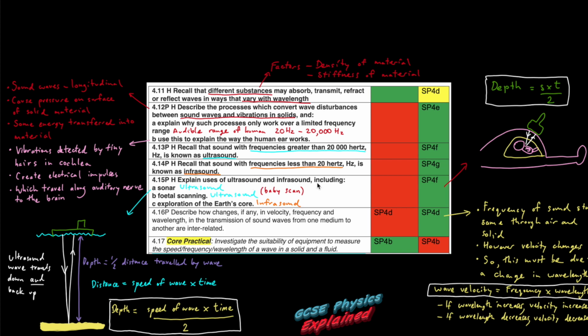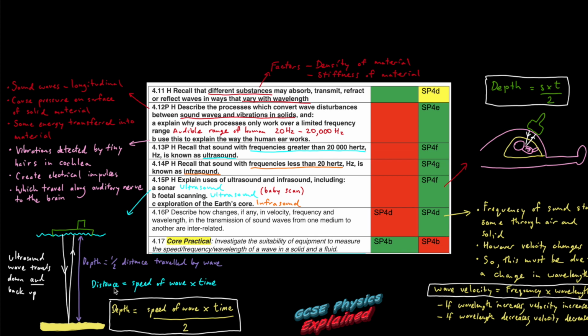Explain uses of ultrasound and infrasound, including sonar, which is ultrasound, fetal scanning, which is ultrasound. Fetal scanning is just a posh word for a baby scan. And exploration of the Earth's core. Right, well, that's infrasound. So, if we're using ultrasound for sonar, basically, an ultrasound wave travels down and back up to the ship, and you can get the depth of the ocean if you half the distance travelled by the wave, because the wave's got to go down and up, but the depth is just down.